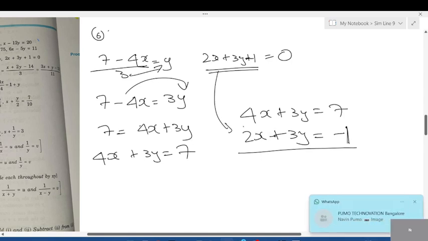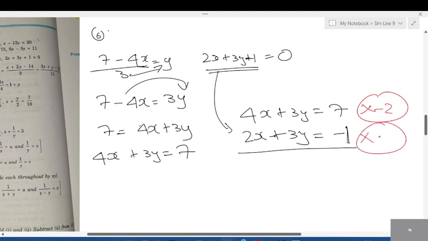So what do you have to multiply? What do you have to multiply the first equation by? Plus or minus? Both are plus, minus. The second equation? 4. Complete this question? Yes, complete. Last question, students. Completed.